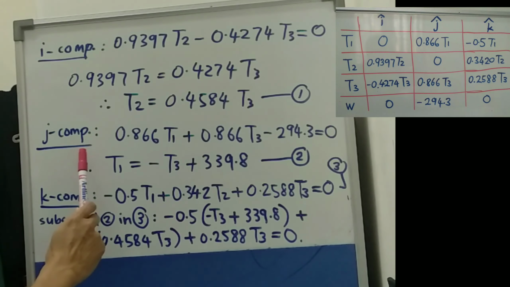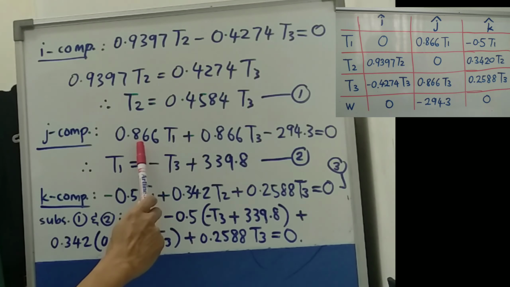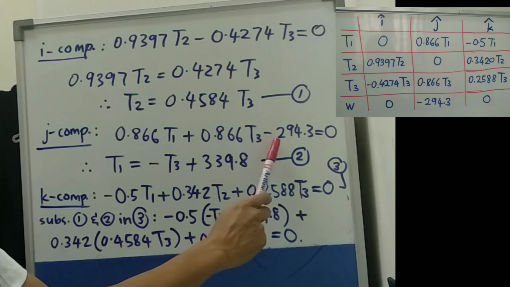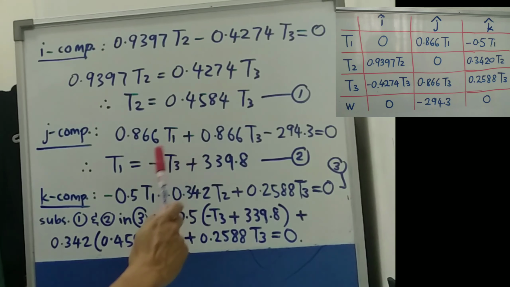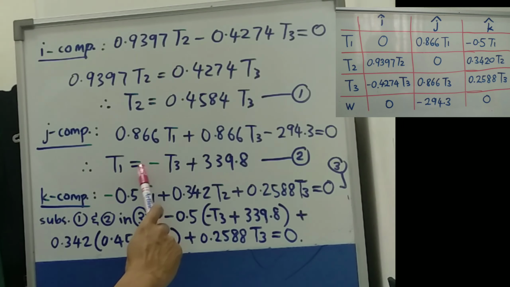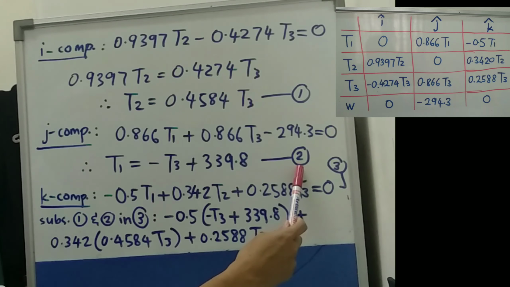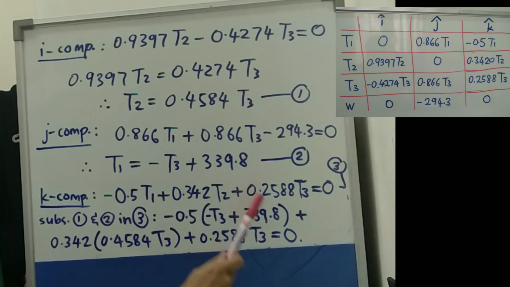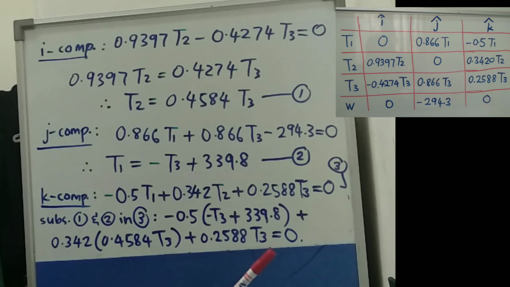Summation of Fy equal to 0. Collect all the J components: 0.866 T1 plus 0.866 T3 minus 294.3 equal to 0. And then you can have the second relation, T1 is equal to minus T3 plus 339.8. We give it equation number 2, and then we collect the K component. Summation of Fz equal to 0: negative 0.5 T1 plus 0.342 T2 plus 0.2588 T3 equal to 0.